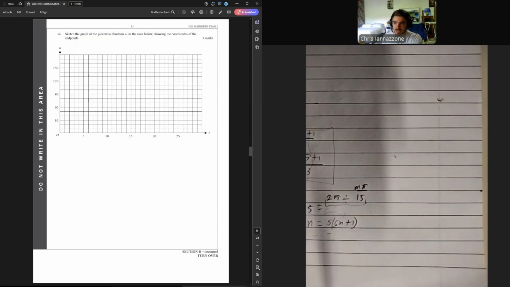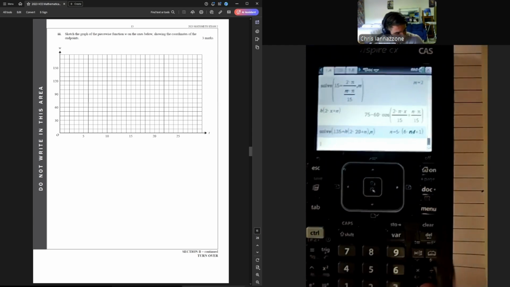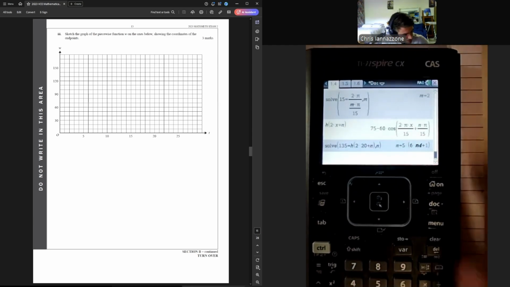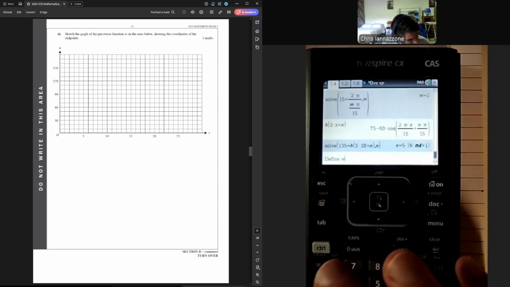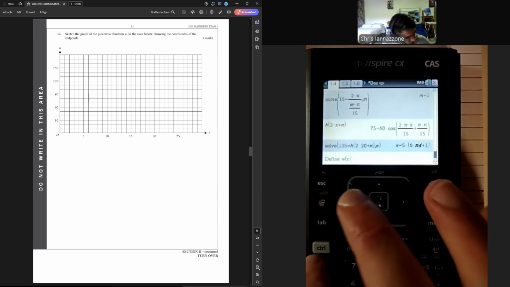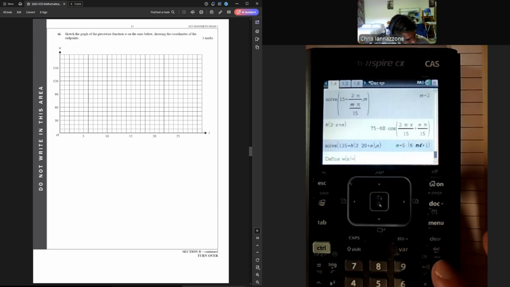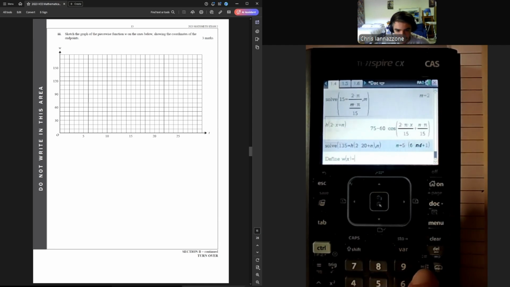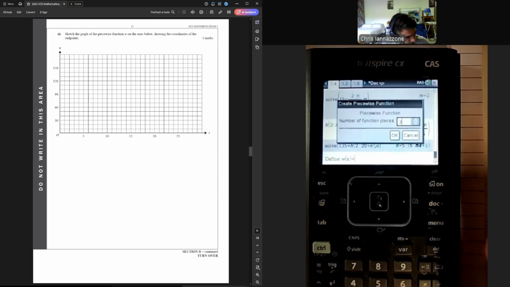And then finally, we're just sketching the graph of the piecewise. That will not be difficult because we have access to a CAS. So really, all we're doing is defining the piecewise. So we could say, what do they call it? They called it w of x, didn't they? So we'll call this w. We're going to hit the button right next to the book, and then this button here.